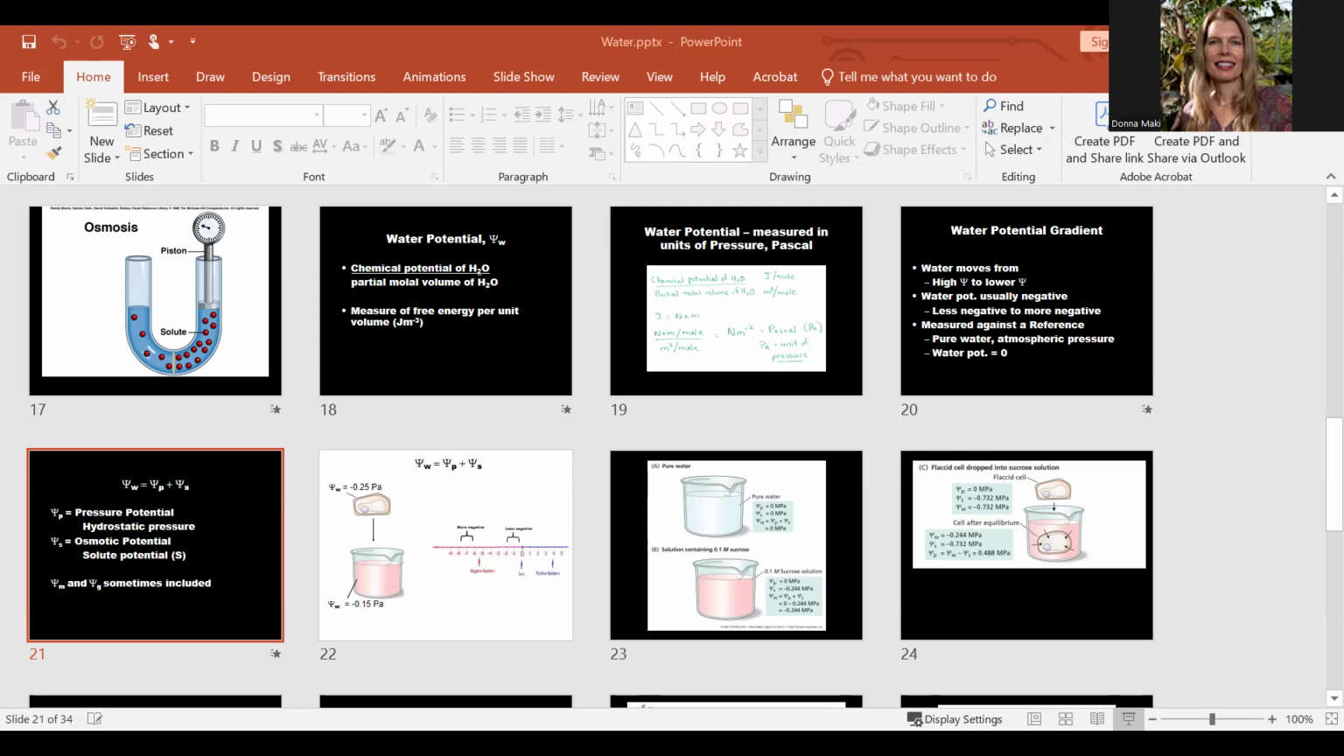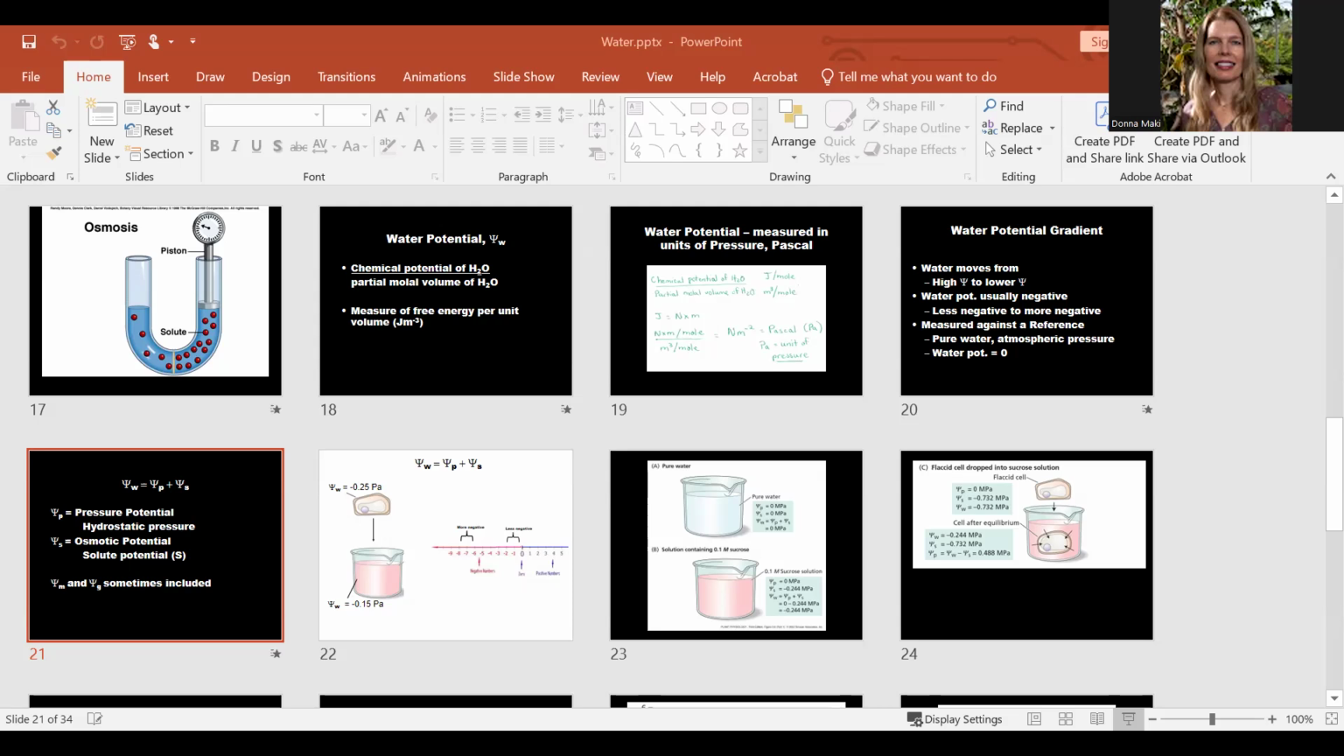So if I give you a scenario and say, if water moves into this, what's going to happen? What's going to happen to the Psi S? What's going to happen to the Psi P? That type of thing. It won't be something where you type a big long essay. It'll be a short scenario, and you just tell me based on some choices what's going to happen.